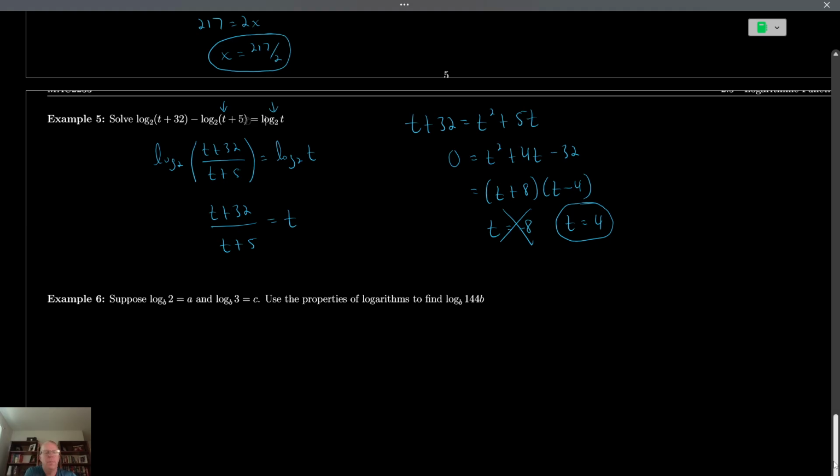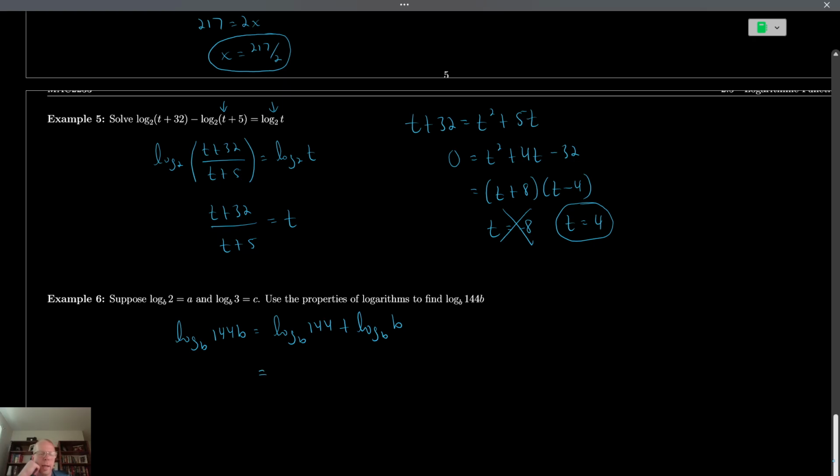Okay, and then the last one, we have log base b of 2 equals a, and log base b of 3 equals c. And now we need to figure out what log base b of 144b is. All right, so what can we do here? First of all, we have 144 times b. So let's separate these with our property where we can use addition. This one is going to be 1, if you remember from one of the properties.